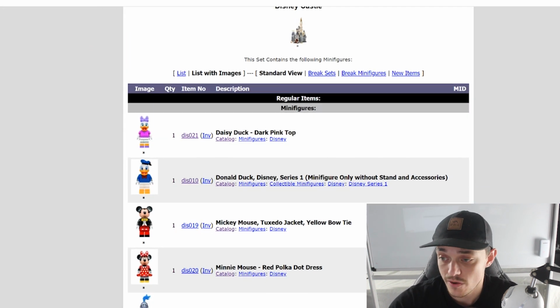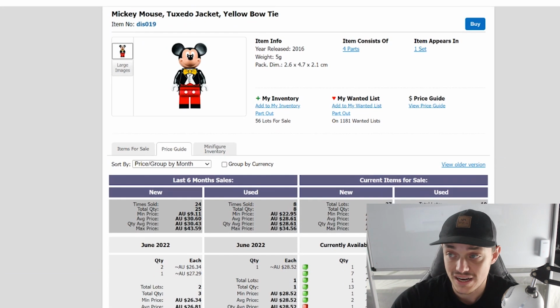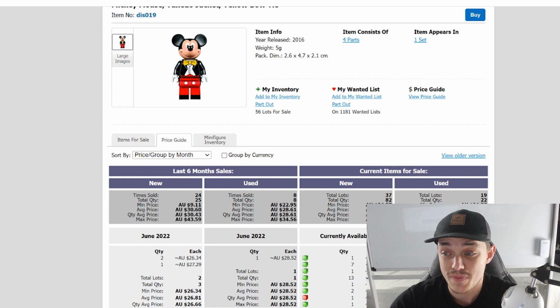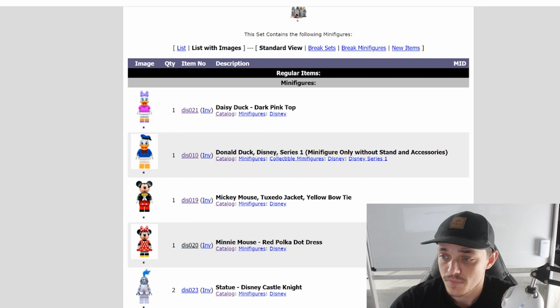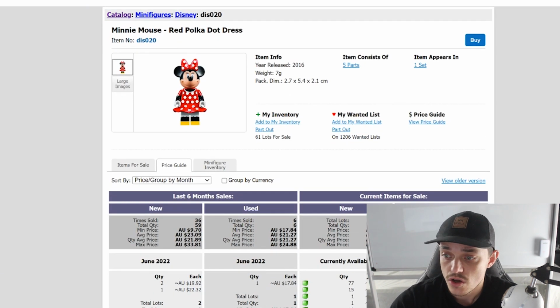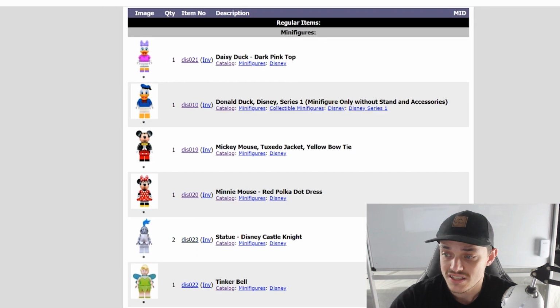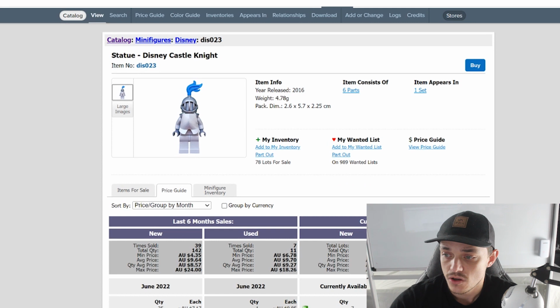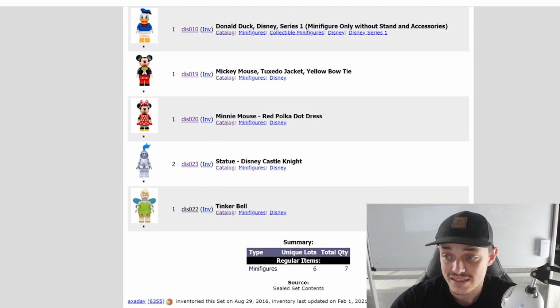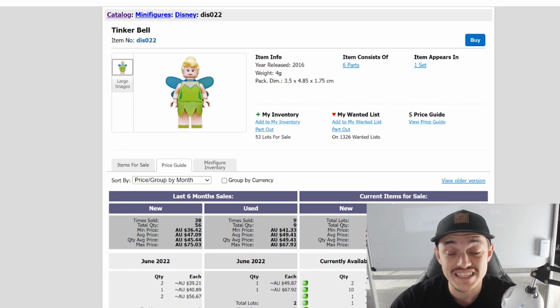So that means the rest of the figs are going to be exclusive. So we have Mickey Mouse here with the tuxedo jacket, which sells for about $30. So that is a pretty good minifig value there. Then we've got the Minnie Mouse in the red polka dot dress, which sells for about $23. Then we go down to the statue, which sells for about $10. And then the last one is Tinkerbell. This is another exclusive, and it does sell for about $47.